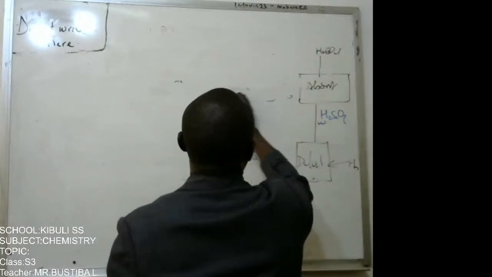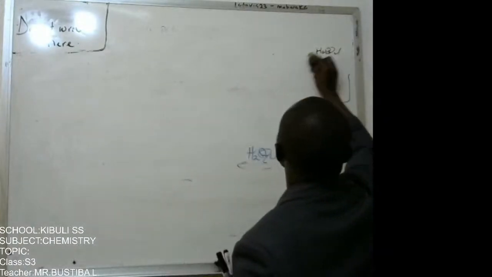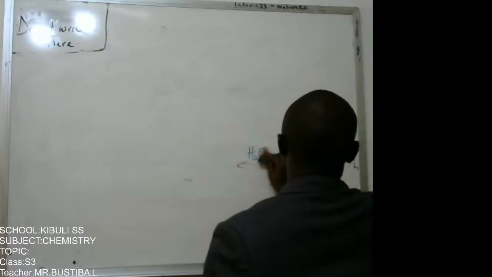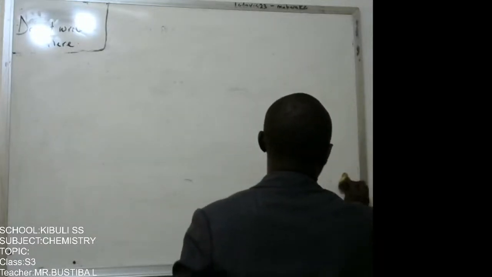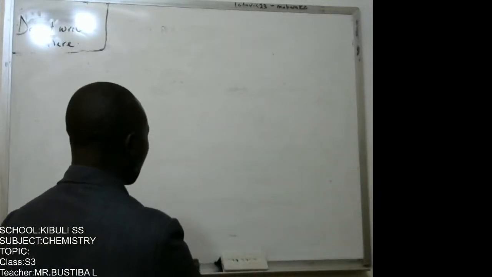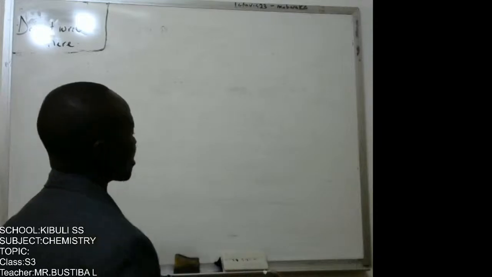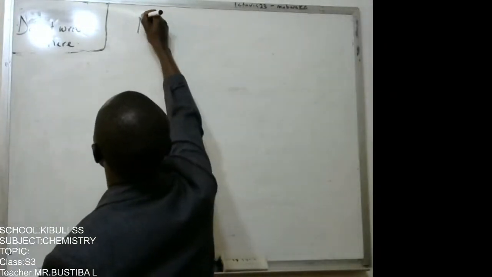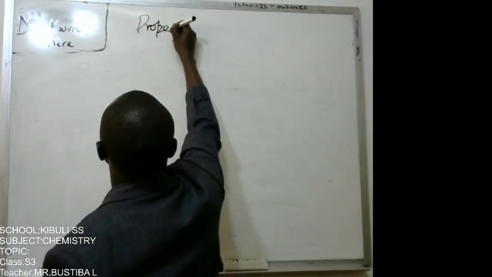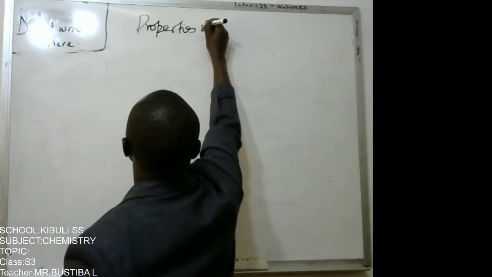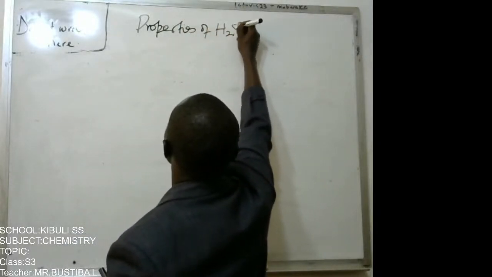We don't prepare it in the lab, but we can prepare it on a large scale. But we can have theory that can lead to its preparation in the lab. There we are, we have the manufactured sulfuric acid. We are supposed to be venturing into the properties of sulfuric acid.